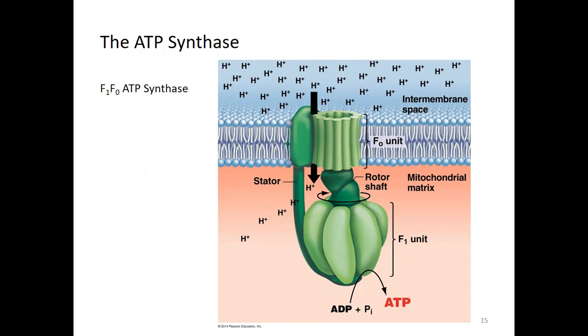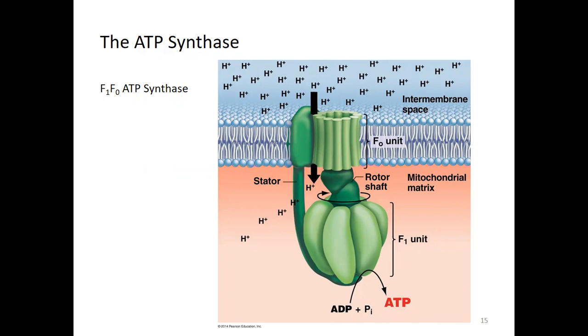As this ATP synthase turns, it combines an ADP and an inorganic phosphate together, and it uses the energy of those hydrogen ions moving to make ATP. So it's basically a little rotary motor, and every time a hydrogen ion flows through, it turns a certain amount, and that causes the reaction of ADP plus phosphate to make ATP.